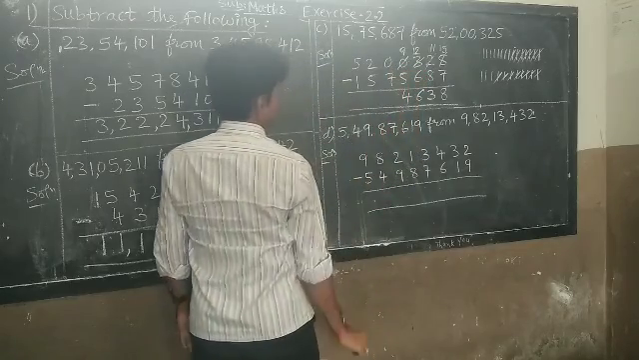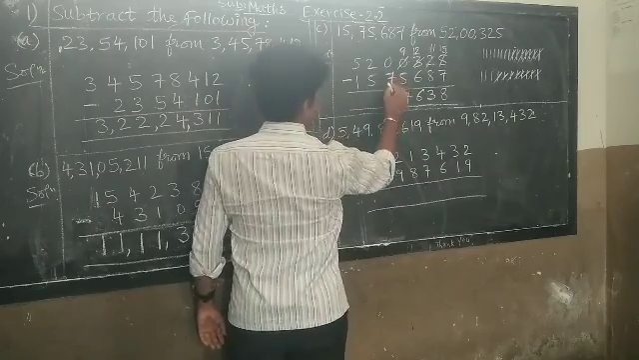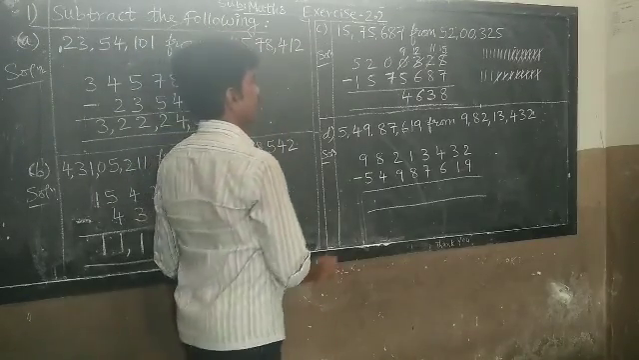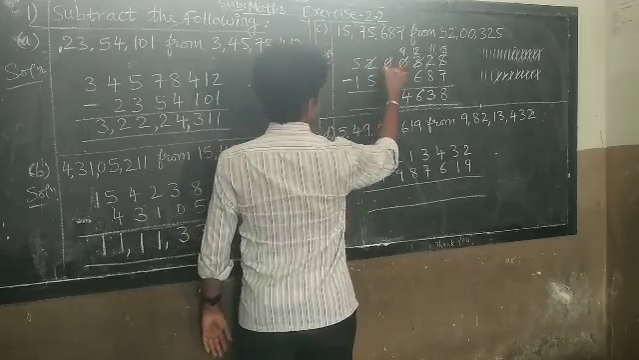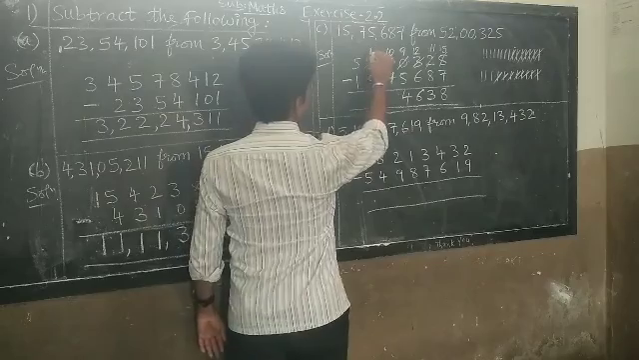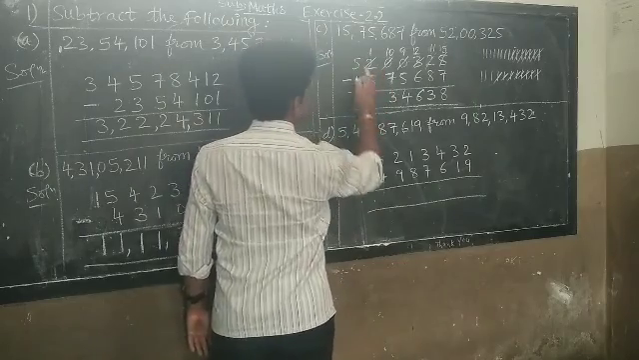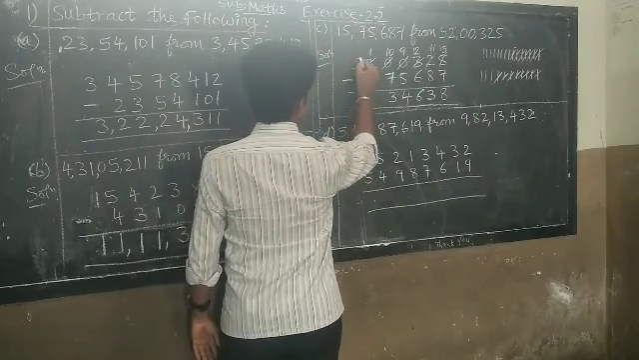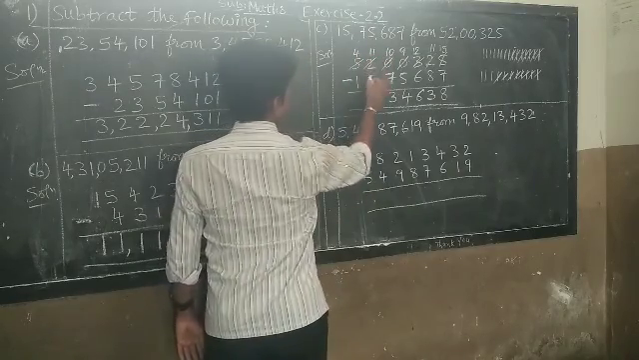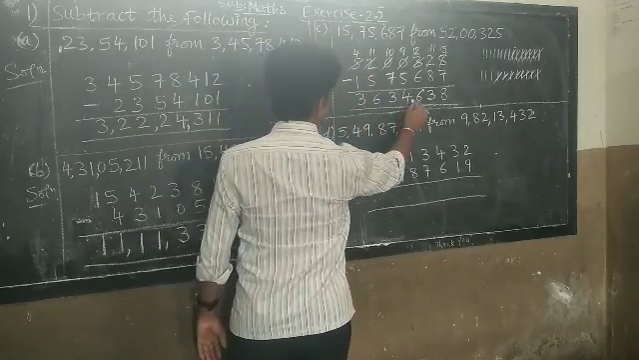Next, again 0 minus 7 is not possible, because 0 is a small number and 7 is a big number. Small number minus big number is not possible. So take 1 here, and 1 and 0 becomes 10. Here it becomes 1. 10 minus 7 is 3. Then 1 minus 5 again is not possible, so borrow 1 here. It becomes 11, and this becomes 4. 11 minus 5 is 6. 4 minus 1 is 3. So what is the answer here?